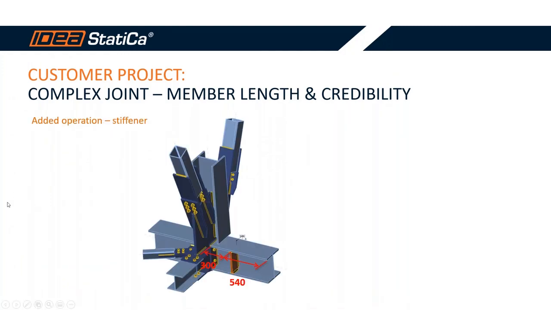And because I mentioned that member length depends on assigned manufacturing operations, I add one stiffener to our beam. The stiffener is located at a distance of 300 millimeters from the origin of the connection, and you can see that the default length of members is set according to this operation, and again it's automatic length, again the same number.